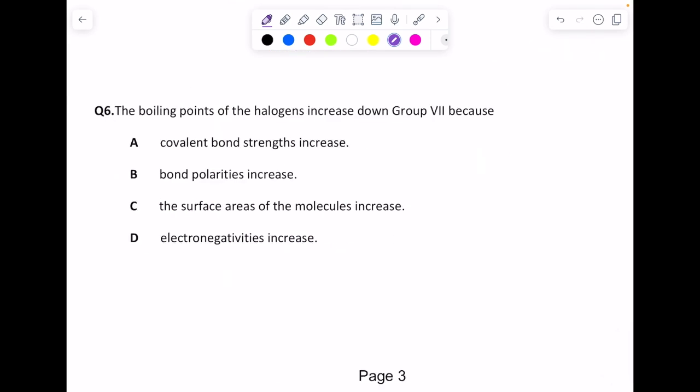The boiling points of the halogens increase down group 7 because the covalent bond strengths increase. No, remember, with the boiling points, you're breaking intermolecular forces. Covalent bonds occur within the molecules, so that's not the reason. Bond polarities increase. Again, that's false. You've got two of the same atom, haven't you? The surface area of the molecules increases. Remember, that's true because as you descend that group, the atoms have more shells for electrons. The electronegativities increase. No, that's false. They decrease down the group. Do make sure you go through the other options if you're not entirely sure, just proving why they're all wrong, and that will help you zoom in on the right answer even if you're not 100% sure.